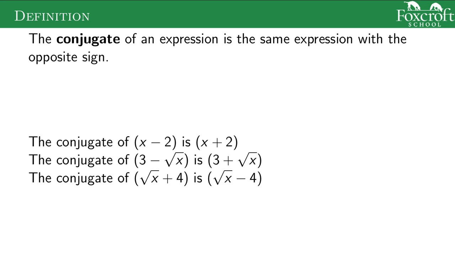So I had x minus 2, its conjugate is x plus 2. I just change the minus to a plus. 3 minus the square root of x, its conjugate, change the minus to a plus. Square root of x plus 4, change the plus to a minus. That's the conjugate. When I multiply these together, I get that difference of squares situation, and the square roots go away.